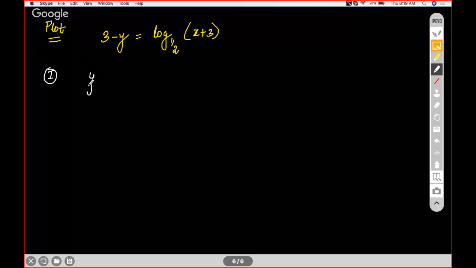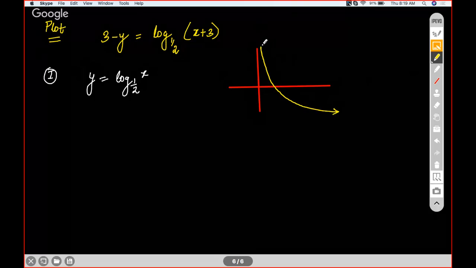So step number 1, you would have drawn the graph of log x to the base half. I think it intersects the x-axis at (1, 0). It'll come from top down like this. And then when it has to be x plus 3, it shifts to the left by 3 units. So that means it shifts to minus 2. It becomes (-2, 0) there.